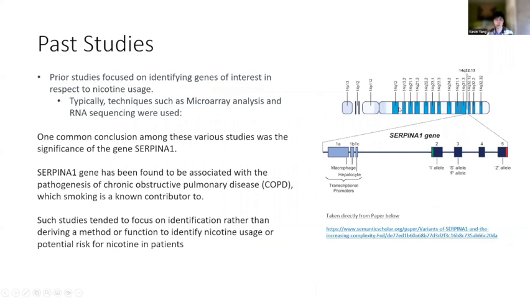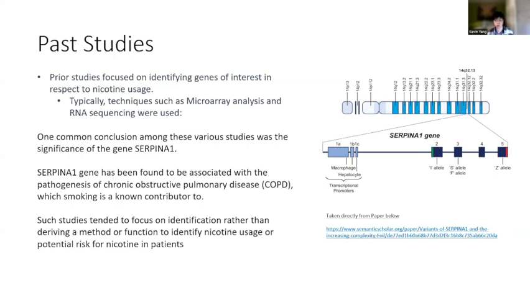So the first thing I did in my project was look into past studies. These past studies studied different parts of the body, as well as different tissues and things like that. And they use different techniques as well. So typically they use things such as microarray analysis or RNA sequencing.